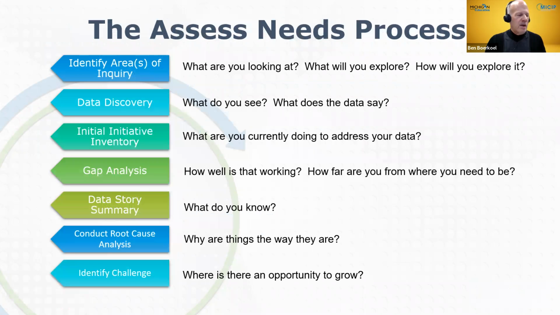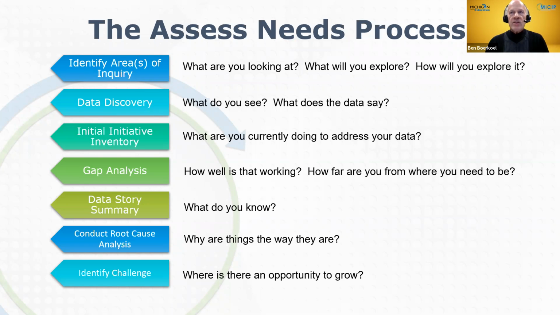So again, we begin with the assess needs process when you're looking at new information. And so just the summary of the 7 steps here of the assess needs process. So first of all, we talked about looking in that area of inquiry and what the requirements call for in terms of what you have to investigate. You're collecting data around that and discovering, so what is it that you see around that data? You're participating in that initial initiative inventory that basically said, so what are we already doing in that area? And then moving to gap analysis that says, so how well is that working? And how far are we really from where we need to be?